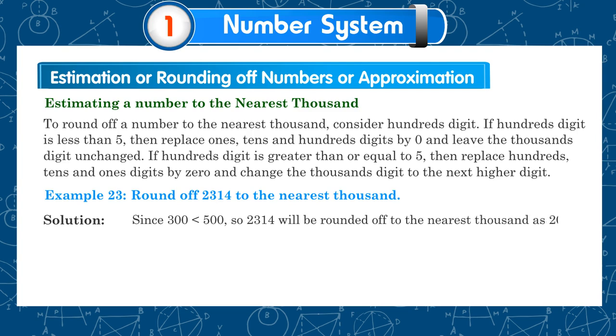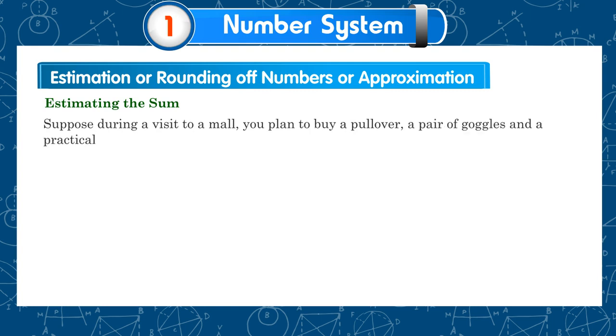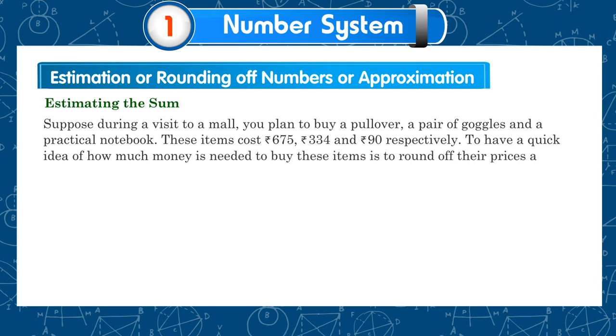Estimating the sum. Suppose during a visit to a mall, you plan to buy a pullover, a pair of goggles, and a practical notebook. These items cost 675 rupees, 334 rupees, and 90 rupees respectively. To have a quick idea of how much money is needed to buy these items is to round off their prices as 700 rupees, 350 rupees, and 100 rupees.